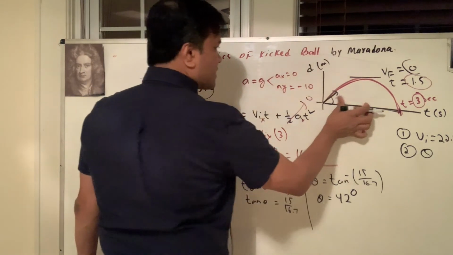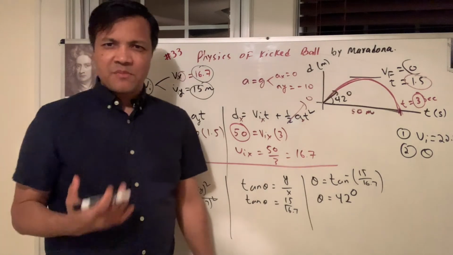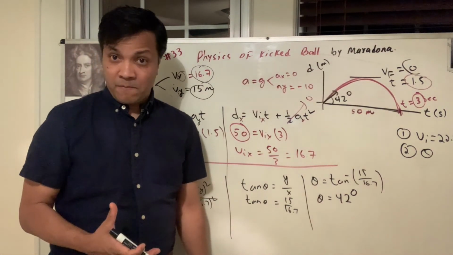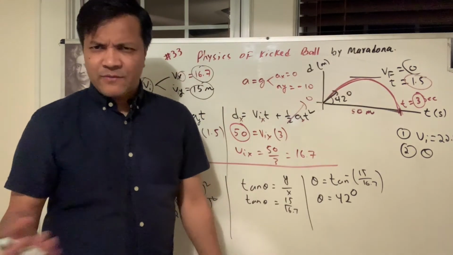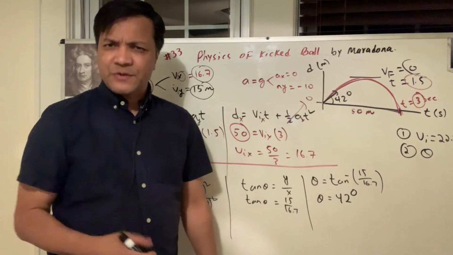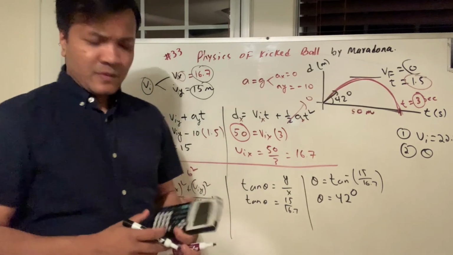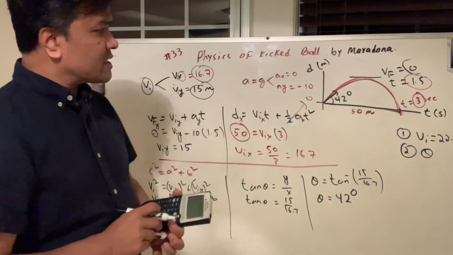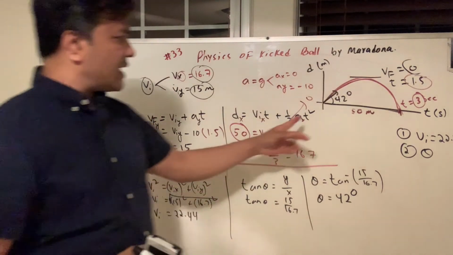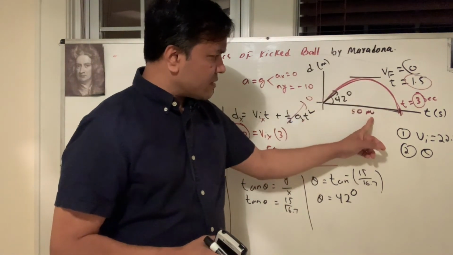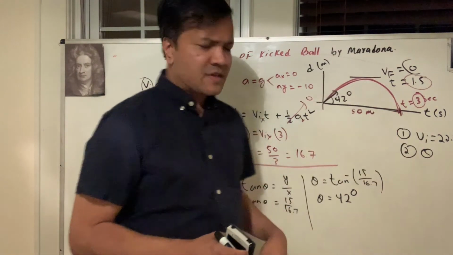So this angle is 42 degrees, almost 45 degrees. 45 degrees gives you the maximum range, but Maradona is not a machine. He always tries to get 45 degrees, but this time he didn't. He got 42 degrees, which is very close to 45 degrees. If it was 45 degrees, the ball would not land 50 meters away from the center. It would be like 52 or 53 meters away from the center.